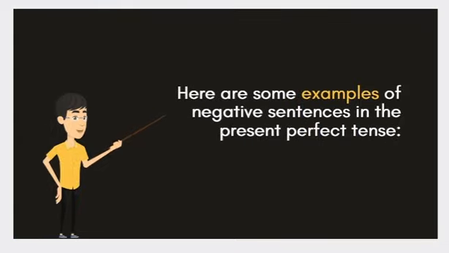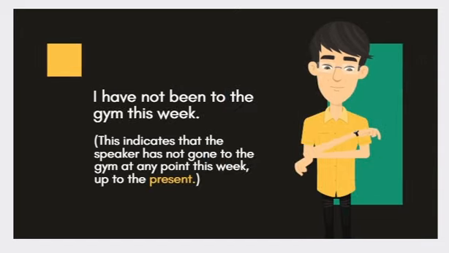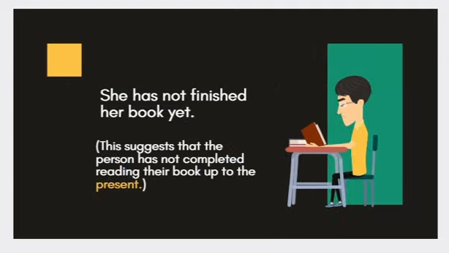Here are some examples of negative sentences in the present perfect tense. I have not been to the gym this week. This indicates that the speaker has not gone to the gym at any point this week, up to the present. She has not finished her book yet. This suggests that the person has not completed reading their book up to the present.